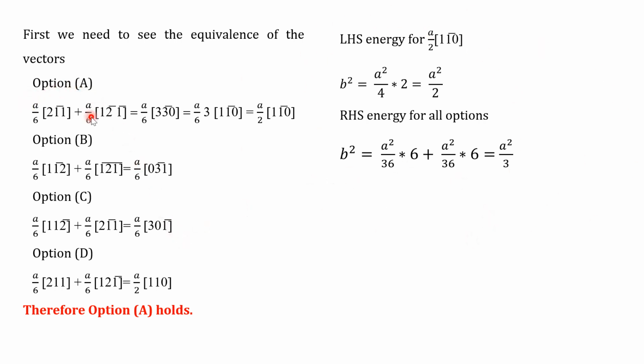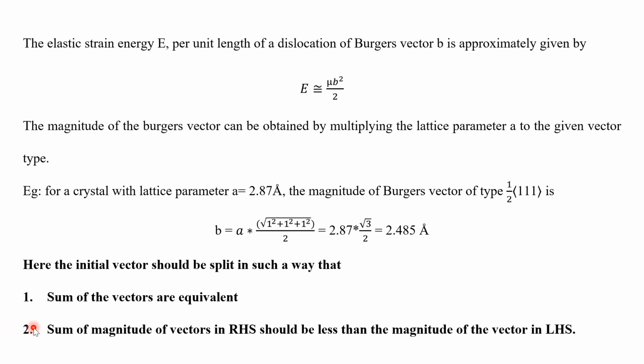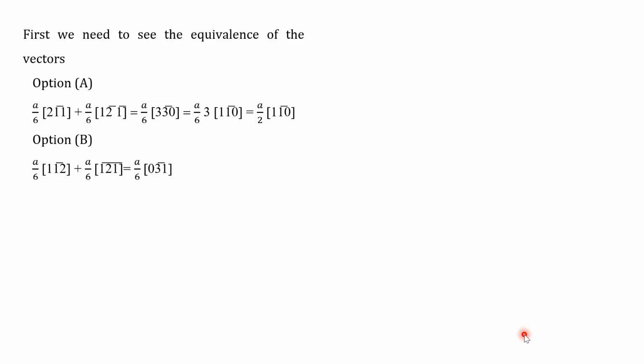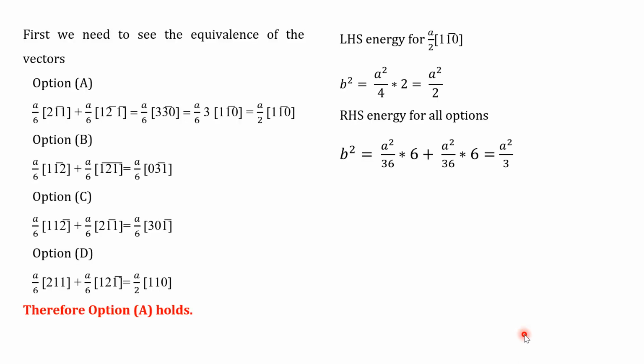Therefore, overall, whenever we are trying to solve this kind of question, we have to take two routes. One is that the sum of the vectors should be equivalent, or we have to find out that the sum of magnitudes on the RHS should be less than the magnitude of the vector on the LHS. Therefore, the answer to this question is option A.